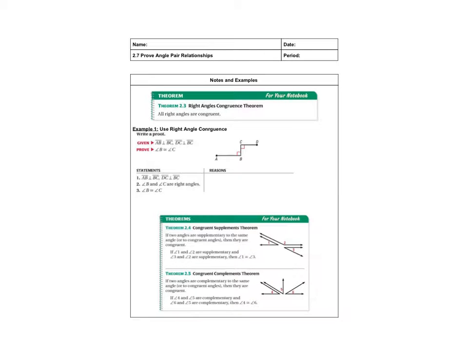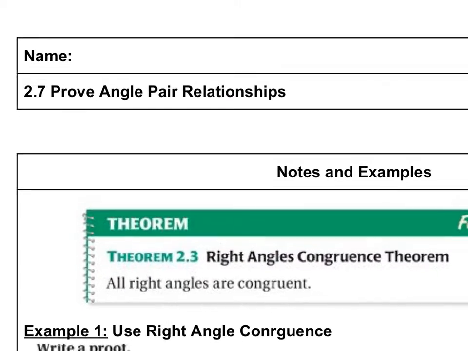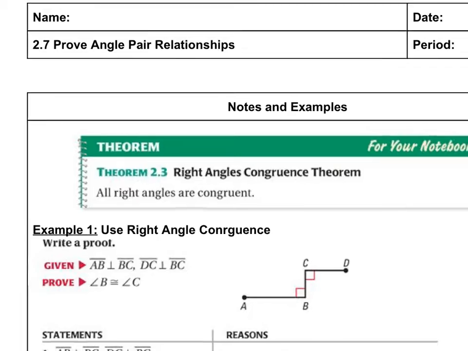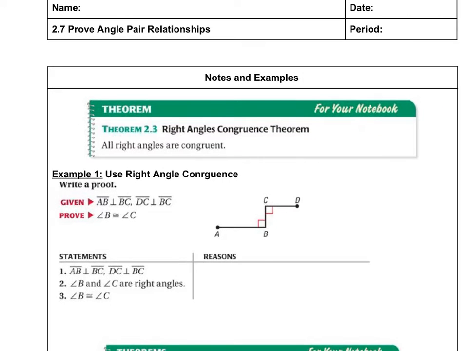Hey class, Mr. Houston here, and today we're talking about the last section in chapter 2. Today's lesson is all about proving angle pair relationships. So we're going to look at a pair of angles, or two angles, and we're going to prove what kind of relationship they have.